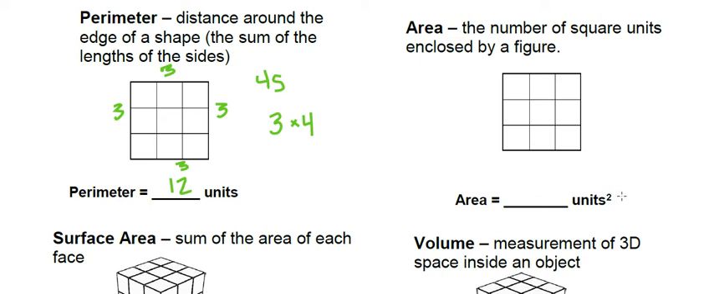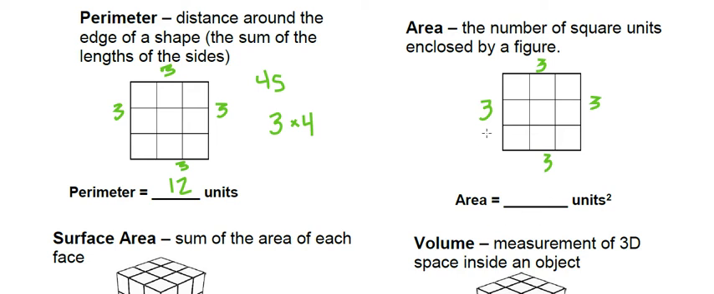Area, we notice, is units squared. And that's going to end up being important, because when you have units squared, that squared is going to tell you what kind of root you're going to need to take later on. So let's say we've got the number of square units enclosed by the figure. That's the area. So let's say this is 3, this is 3, this is still 3, this is still 3.